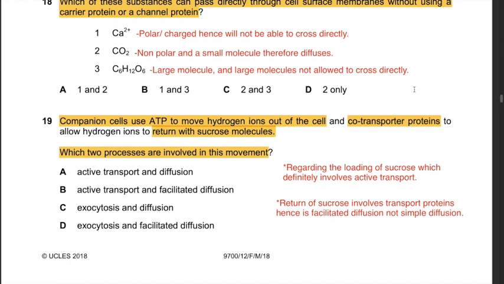Let's go to 2. Carbon dioxide. Yes, carbon dioxide is a non-polar molecule and it is a small molecule. Therefore, it is able to diffuse directly across the cell surface membrane without using any transport proteins. 3 represents glucose, and glucose is a large molecule, and large molecules are not allowed to cross directly through the membrane. It has to use some form of transport protein. Therefore, it does not pass directly through the membrane. And since the question refers to what substances pass directly through the membrane, it should be 2 only, hence leaving the answer as D.